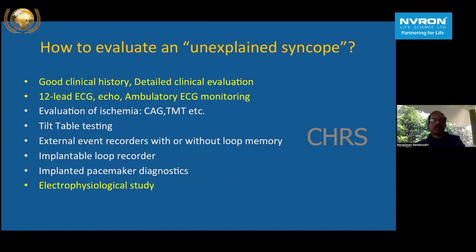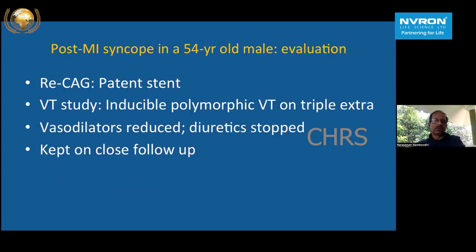So this patient, how to evaluate for syncope? As in any other case, you have to evaluate for ischemia and also get a 12-lead ECG, echo, ambulatory ECG monitoring, tilt table test if the condition demands, event recorders, ILRs, pacemaker diagnostics, and you can get an electrophysiological study.